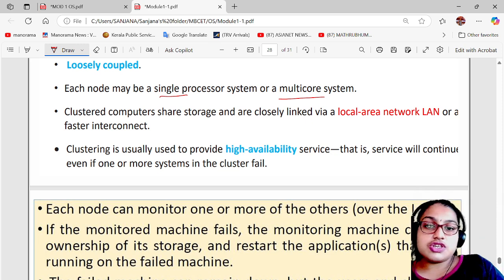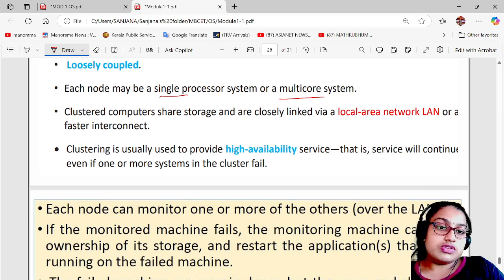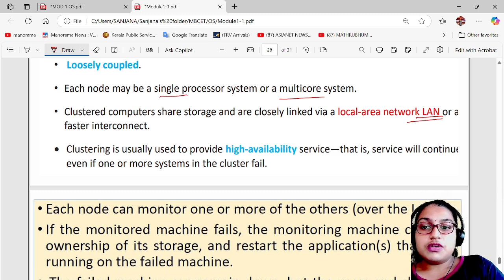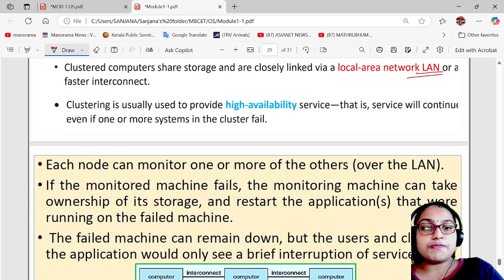Clustered computers share storage and are closely linked. These clustered computers are connected through a local area network or maybe a faster interconnect, and they are usually used to provide high availability service. That is, service will be continued even if there is a failure. So in order to give high availability of service, we are using this clustered architecture.